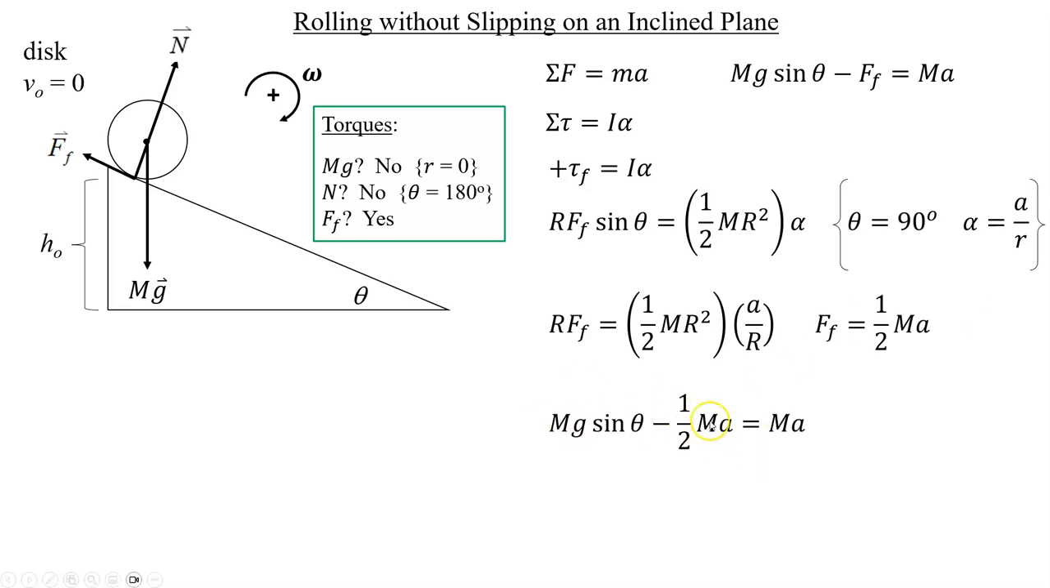So here's the force of friction substituted into our sigma F equals ma statement. And then notice, all the masses go away. When we rearrange this and solve, we should be getting 2/3 g sine theta. Is that working out? I hope so. Very good.